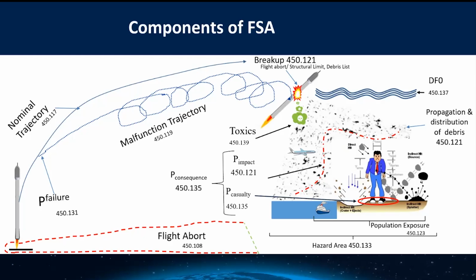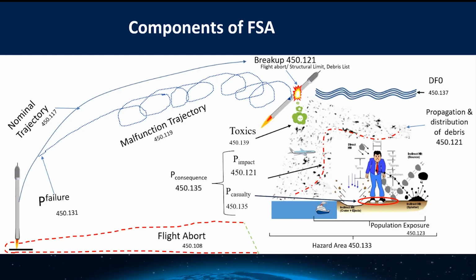450.135 brings all the inputs together previously developed under the mentioned methodologies and models casualty area, and computes the predicted consequence of reasonably foreseeable failure. It determines casualty expectation to include individual risk and conditional risk that are later compared to the risk safety criteria.